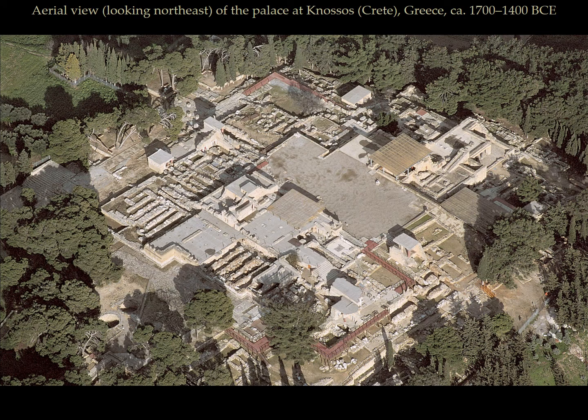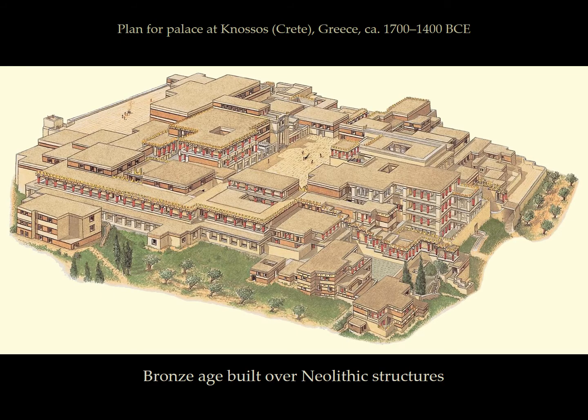Now, the decorations that we find here at Knossos tell us a good deal about the civilization on Crete. They're going to be built up over a series of centuries, from 1700 to 1400 BCE.